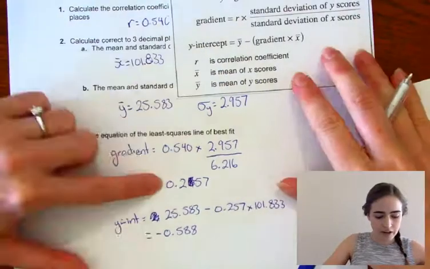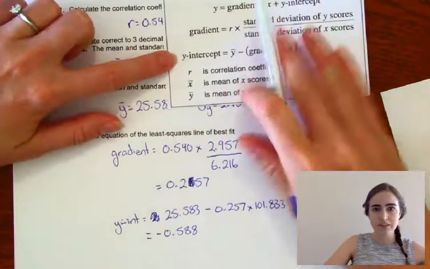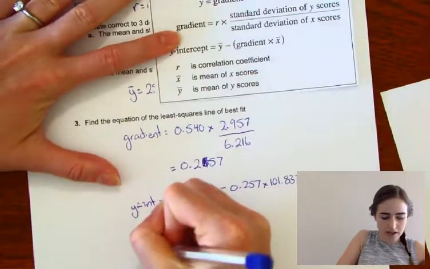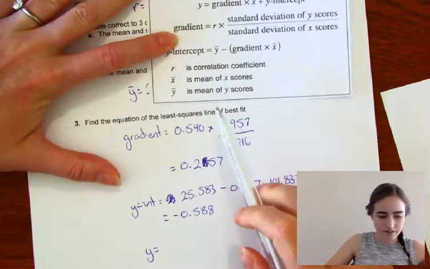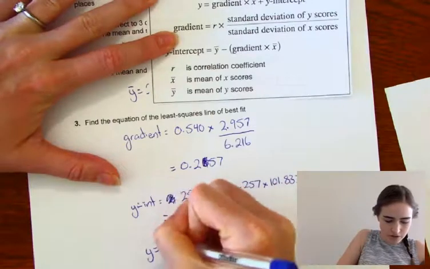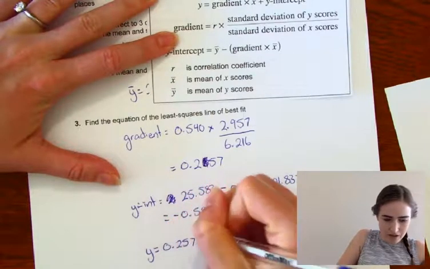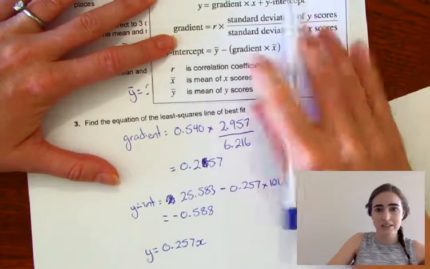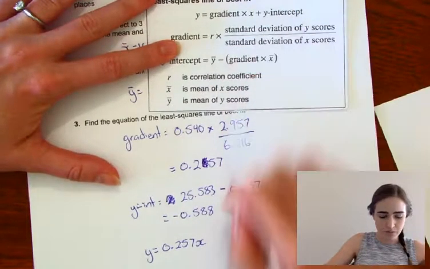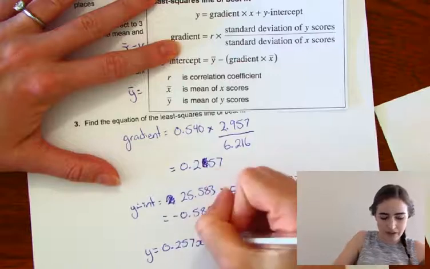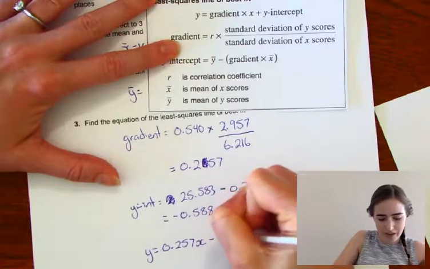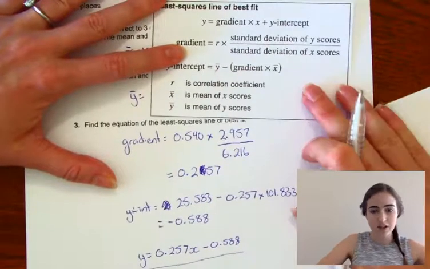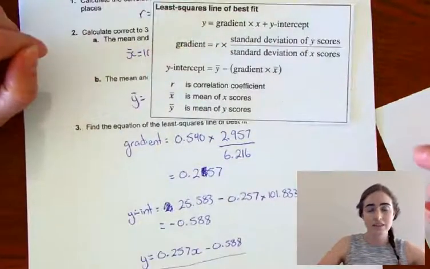Alright, so we know our gradient and our y-intercept. Now we're going to pop them into this equation that's right up the top. So we'll end up with y is equal to the gradient, which was 0.257, x, because it's times x, and then plus your y-intercept. But your y-intercept was minus 0.588, so we're going to go minus 0.588. So that there is the equation of the least squares line of best fit.